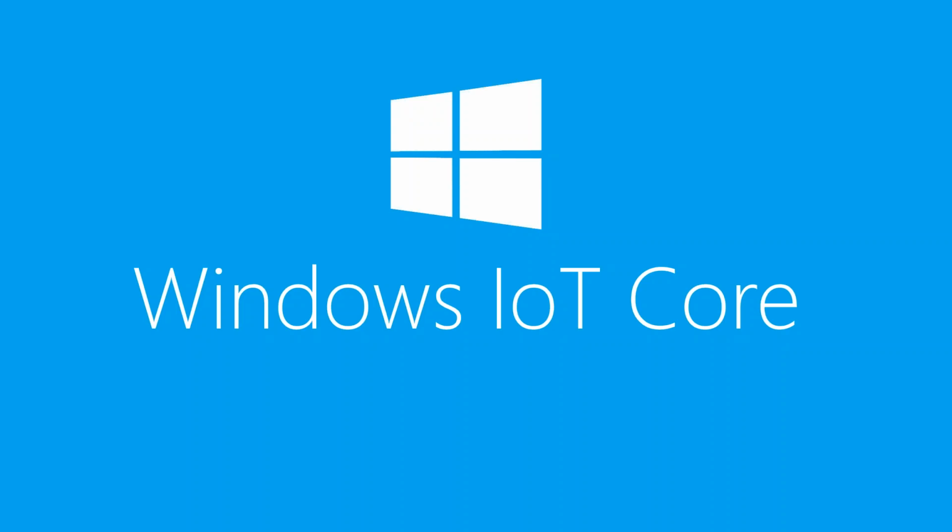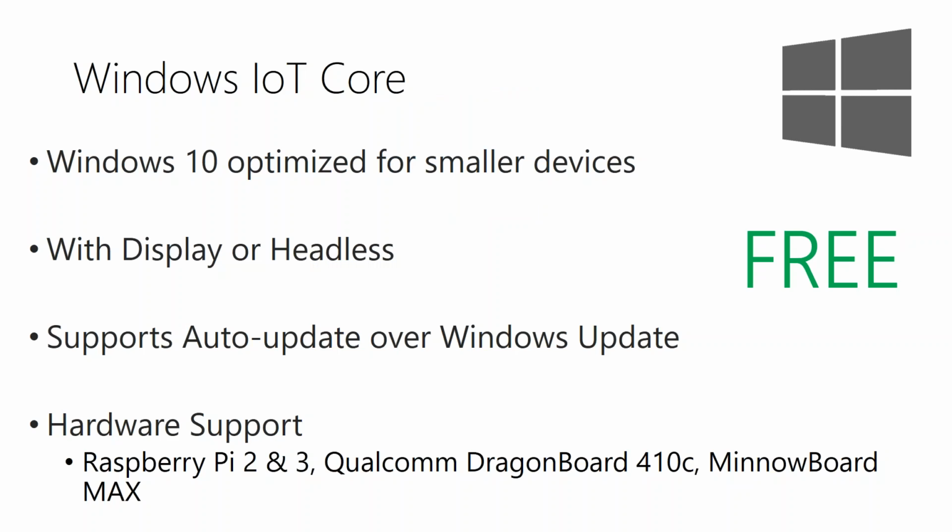So for operating systems, in the Microsoft world, here we have Windows IoT Core. Windows IoT Core is an optimized version of Windows 10 built specifically to run on smaller devices. And it is completely free to use. You can run this on devices that either have a display connected or are headless. Headless being they don't have a display connected, they just run autonomously. You plug them in and they go. It does support auto update over Windows Update. So Windows IoT Core will automatically update the device through Windows Update, which is kind of interesting.